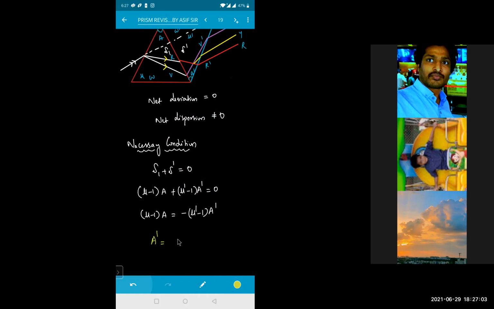What is the necessary condition? A dash is equal to minus of mu minus 1 into the angle of the prism A, divided by mu dash minus 1. So this is the necessary angle of the second prism, which is required for dispersion without any deviation. Is it clear?